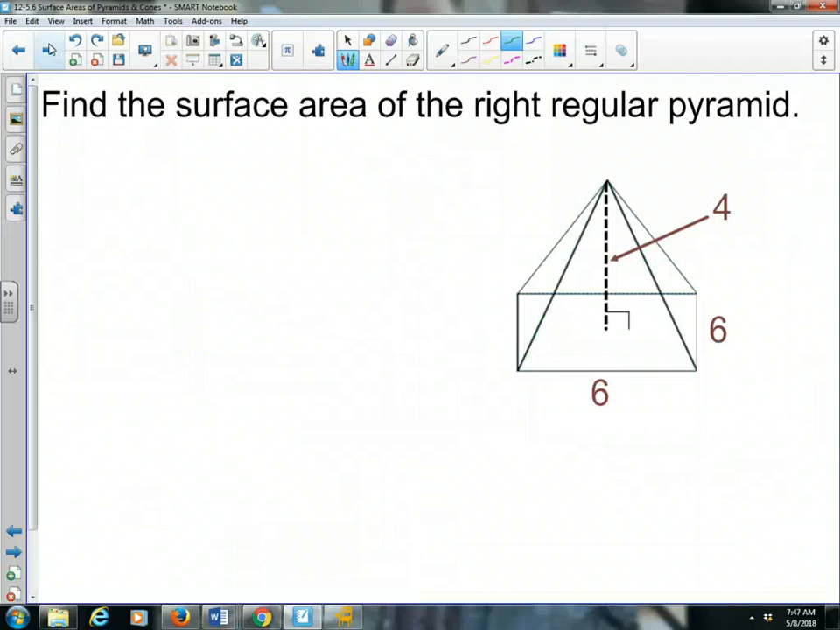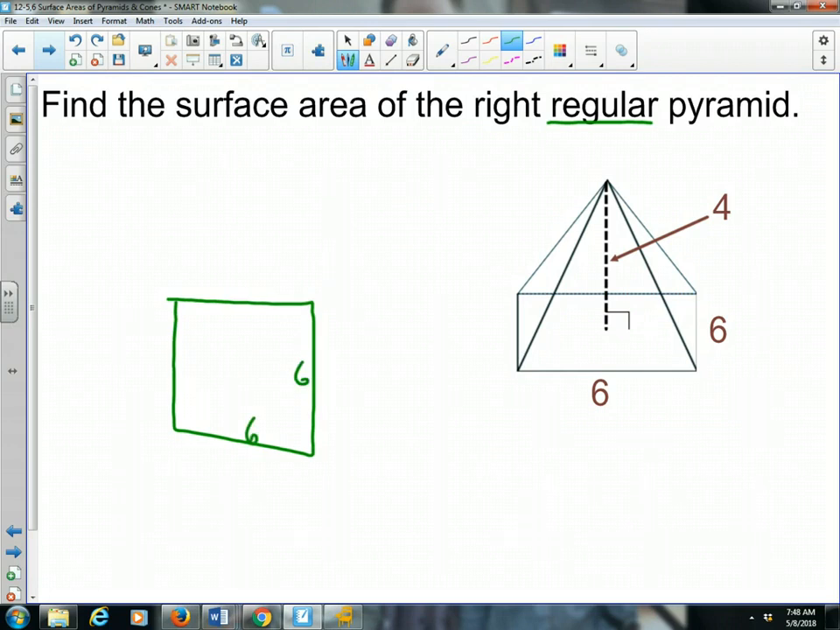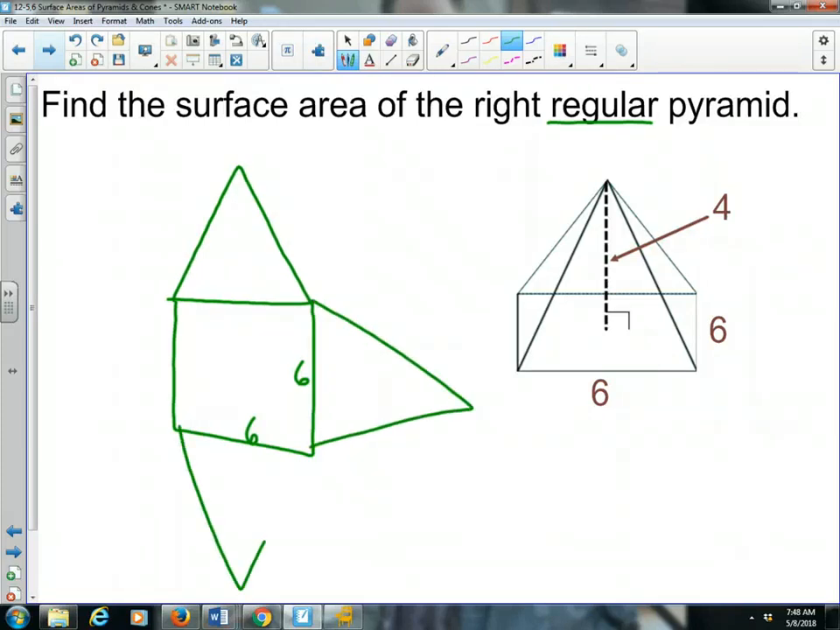It says find the surface area of the right regular pyramid. We're given that the height of the pyramid is 4, and it's a regular pyramid, so the base is a regular quadrilateral, or we'd call that a square. It's a 6 by 6 square. If I make a net of this, it would look something like this. A 6 by 6 square. And then again, I would peel back all those triangles, almost like a banana peel. All of those triangles are going to be congruent. So if we find the area of one triangle, we could find the area of all 4 of them.